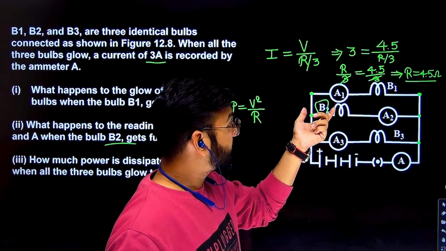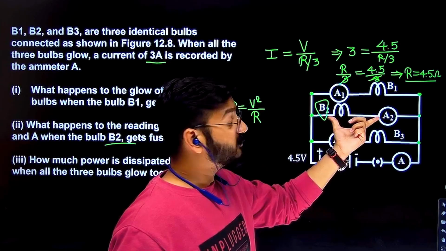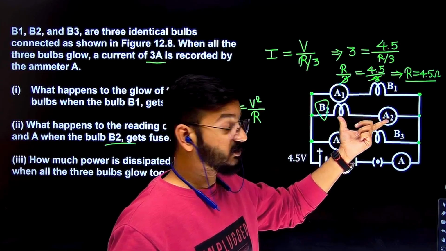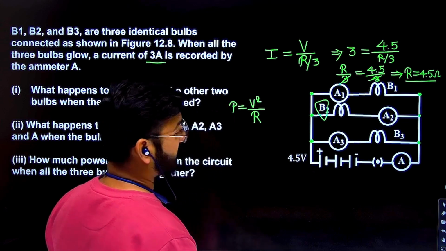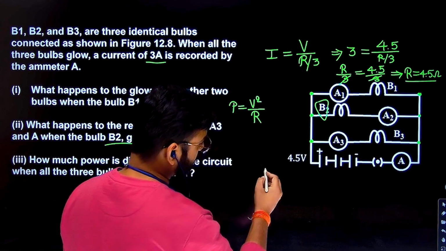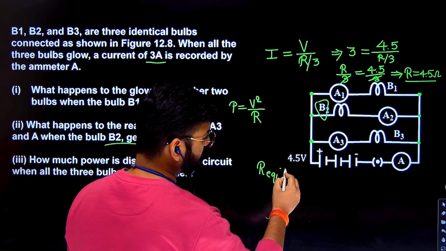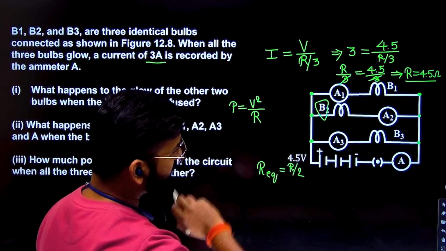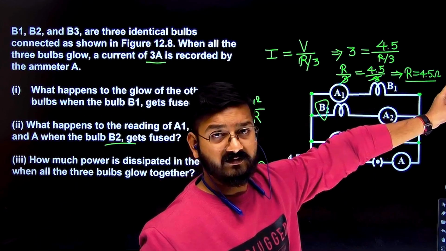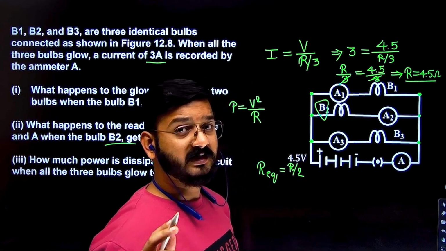So when this bulb gets fused, it means this is a broken circuit. There will be no current in this, so you can ignore this branch. Now, B1 and B3 are present. So what will be the R equivalent now? R by 2, right? Now, what is the value of R? R is 4.5. So you need to find what the reading is.